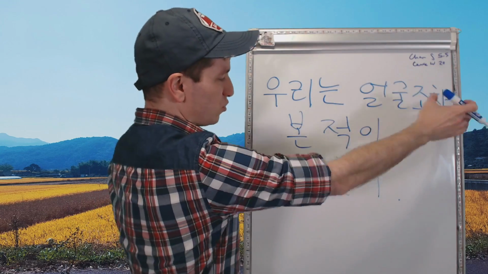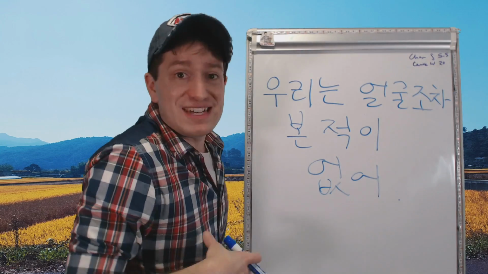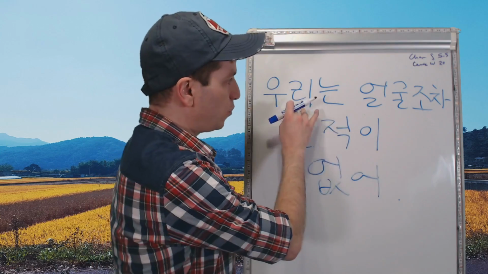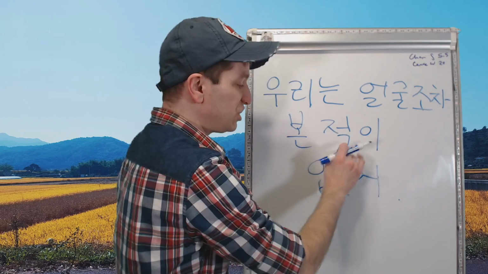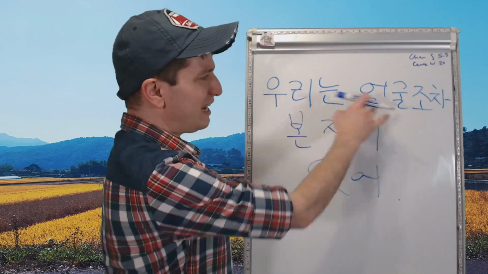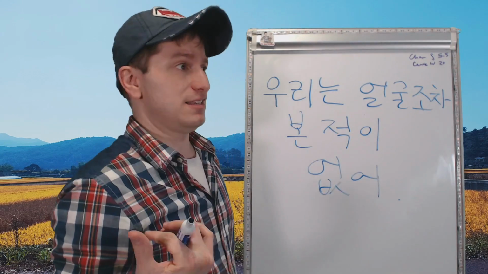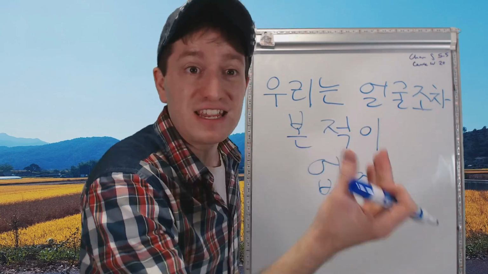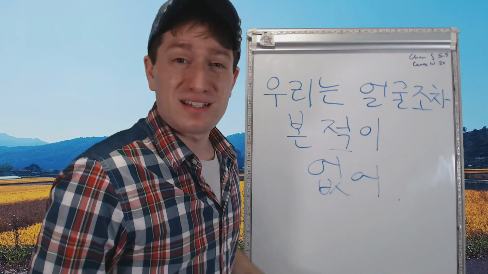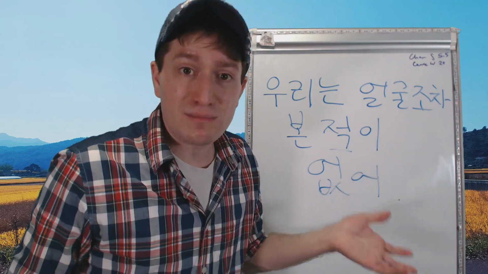우리는 얼굴조차 본 적이 없어. We've never even met. Literally, we, even our faces, we didn't even see our faces. 본 적이 없다, have never seen. To see a face is one way to say to meet, like we've never met face to face. So we've never even seen each other's faces before.